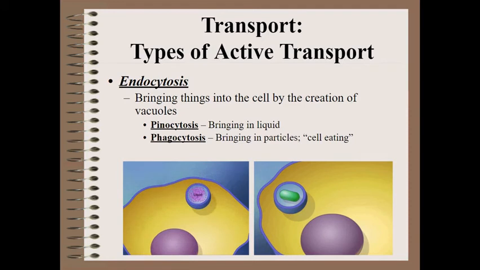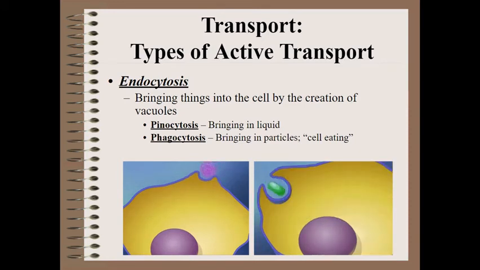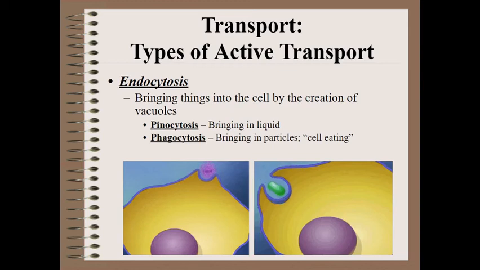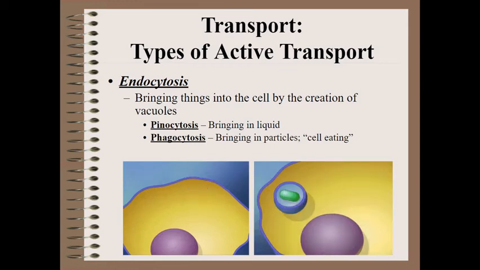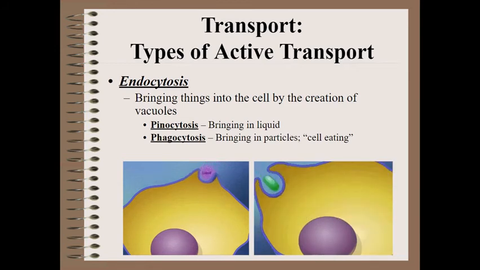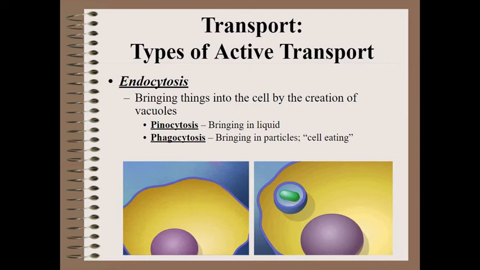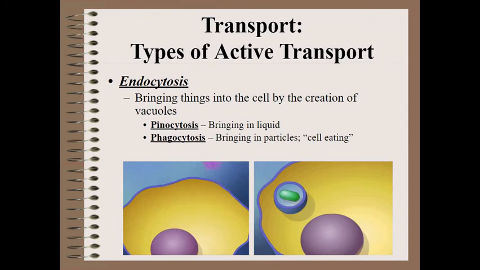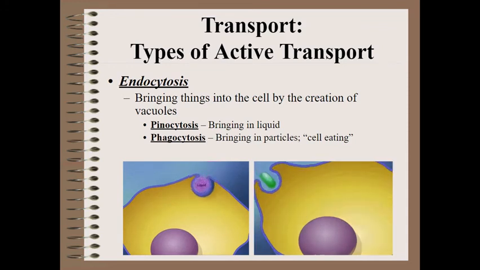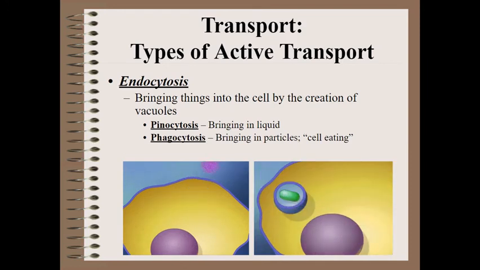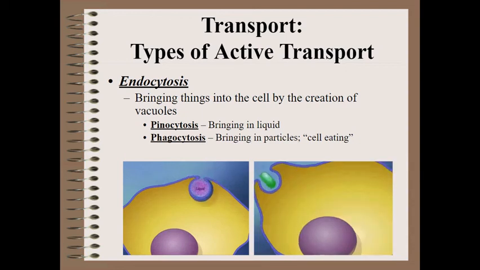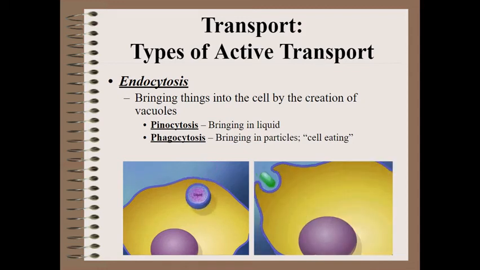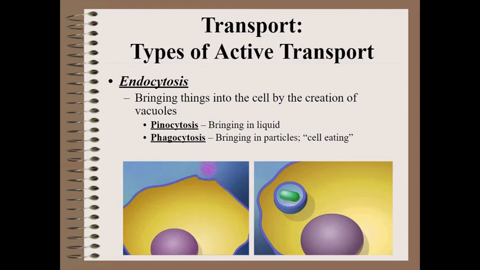Another type of active transport is endocytosis. The prefix endo means into. And so endocytosis is bringing things into the cell by the creation of vacuoles. So if there's something in the environment that the cell wants, it will cause its cell membrane to fold in around it, pinch off, and create a little vacuole with that substance in it. Pinocytosis is bringing in liquid or fluid into the cell, and phagocytosis is bringing in particles. It's also called cell eating, and that's one way our white blood cells are able to fight some infections.